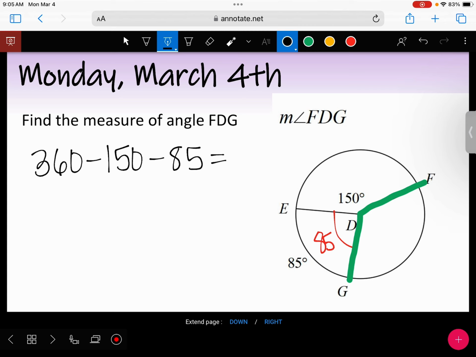Anybody else get 125? All right, this is my first class of the day, first integrated class, so I don't know the answer, so I depend on y'all.